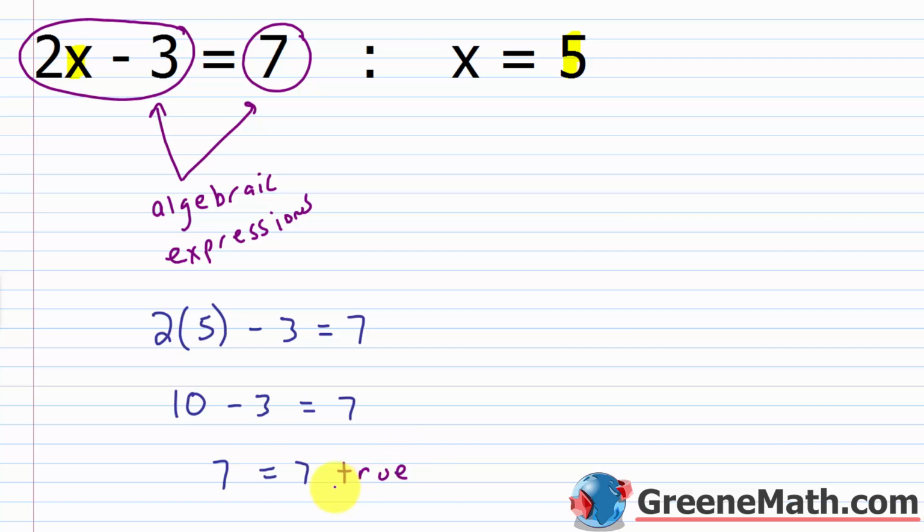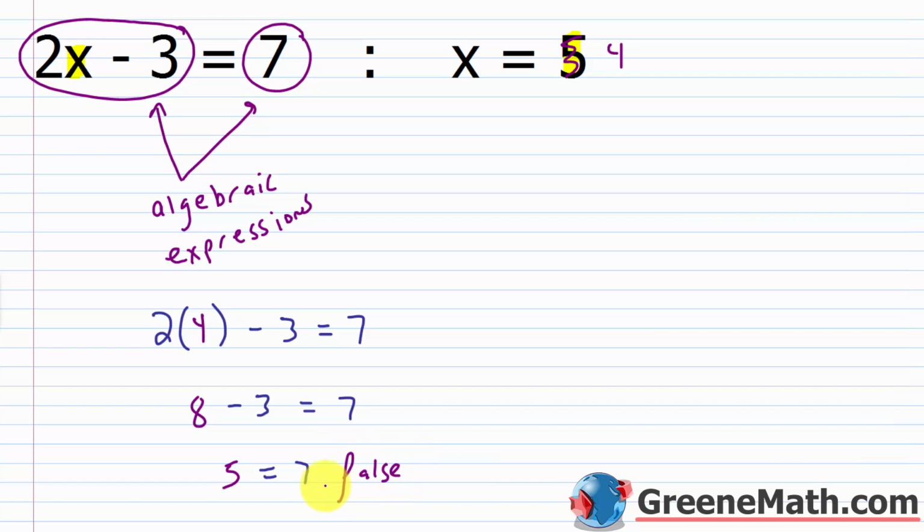Now, if you plug something in for the variable and it's not the correct solution, you will not get a true statement. Let's say that I said x was 4 as an example. So let's erase this and this and this. We'll put a 4 here. 2 times 4 is 8. 8 minus 3 is 5. 5 does not equal 7. So this would be false.